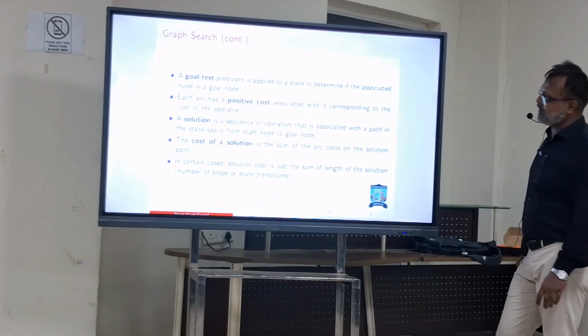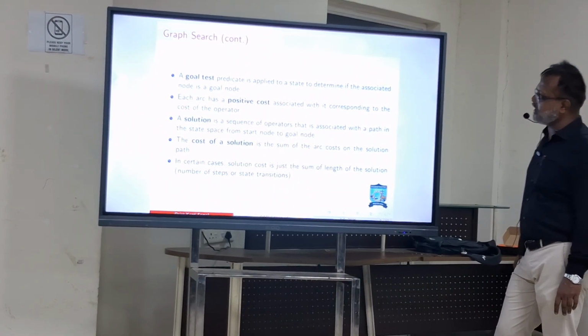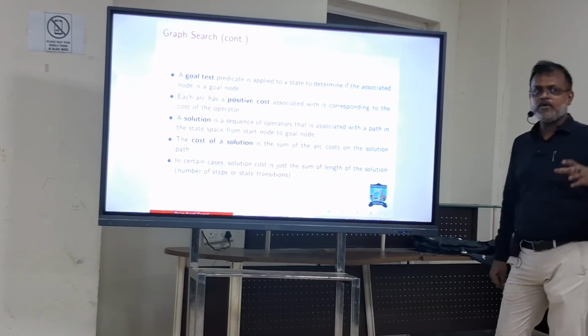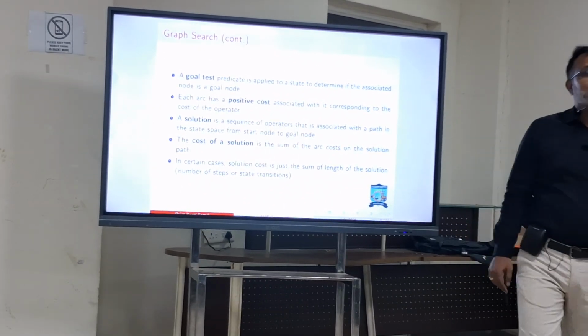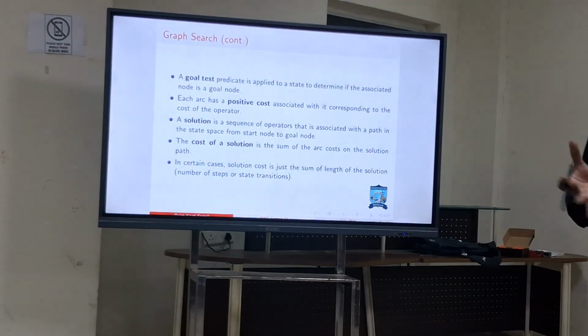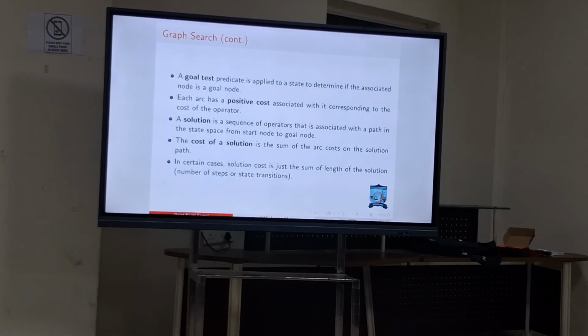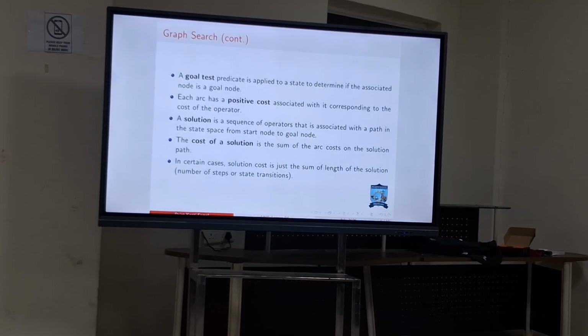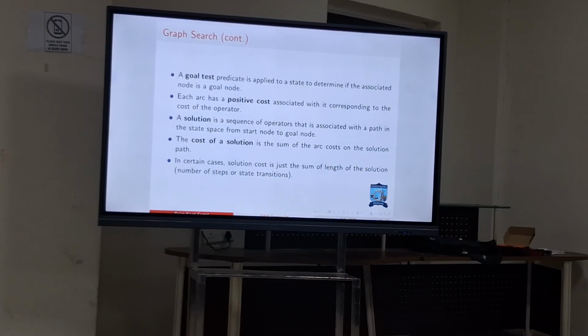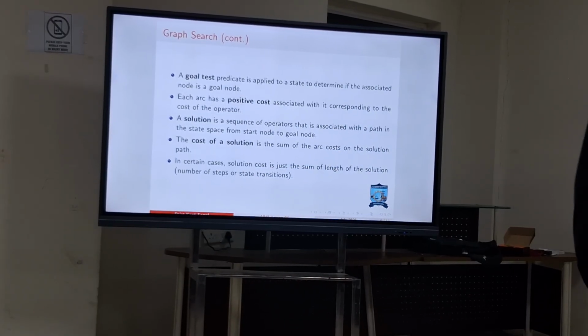A goal test predicate is applied to a state to determine if the state node is a goal node. So we have a goal test. For example, you get selected through a campus interview. Now you apply a goal test to see whether this is the right one for you. How do you do that? That is completely dependent on you. But you should apply a goal test.